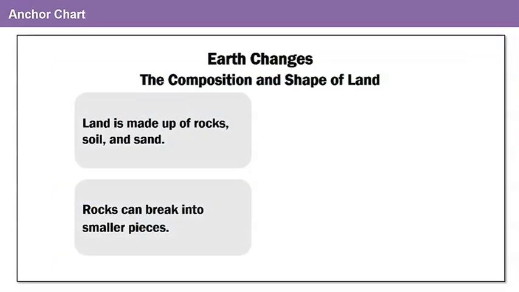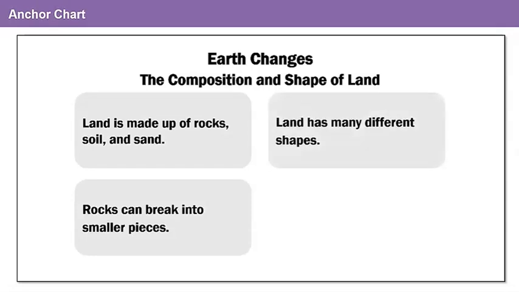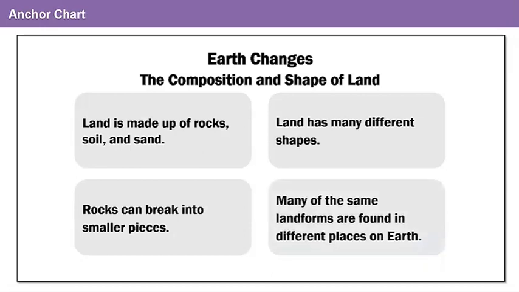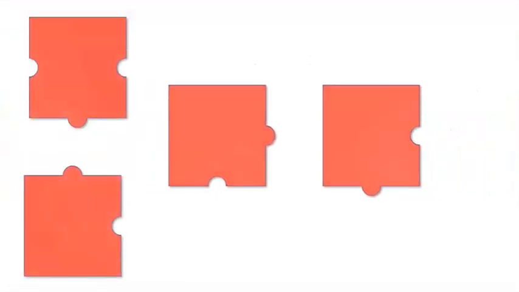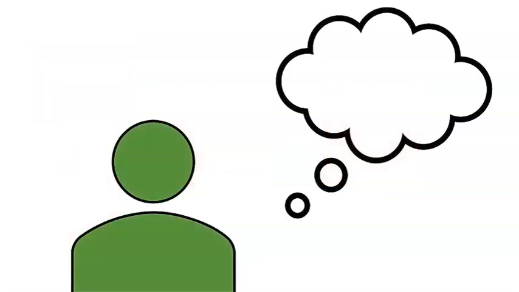I think we might be ready to answer the question, how can we describe land? Land has many different shapes, and we know that many of the same landforms are found in different places on Earth. Way to go! We just earned our next two puzzle pieces. We are halfway there. Here's our next question. How can land change? Go ahead and shout out your answers.